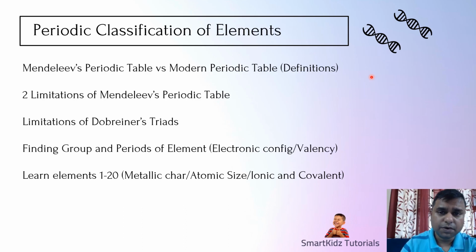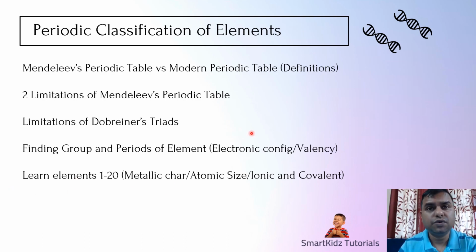Now, most favorite questions are with respect to what happens when you go down the group or across the periodic table. What happens with respect to the metallic character? What happens to the atomic size? What happens to the ionic character or the covalent character? Okay, electropositivity. What happens down the group, across a period? So this could come.